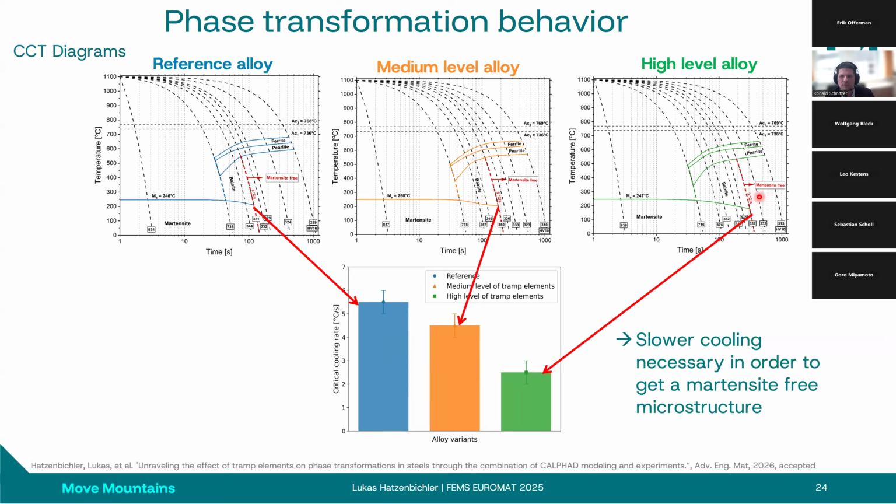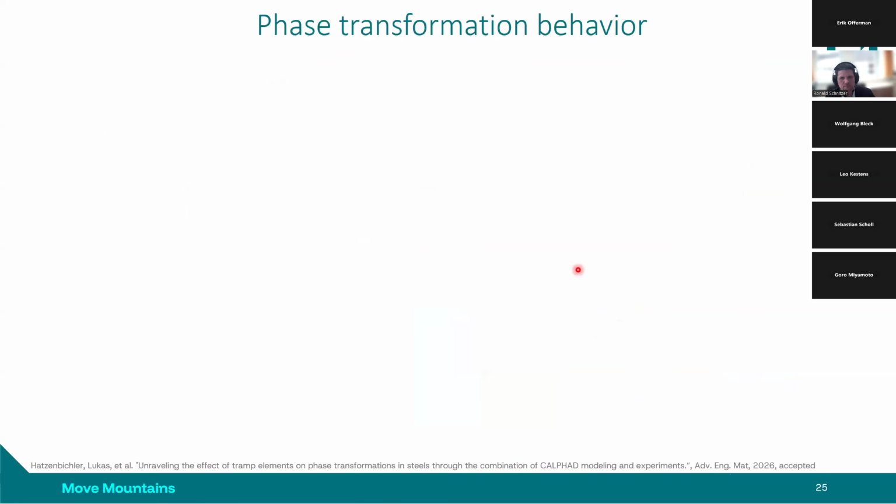And for example, as I said, this critical cooling rate here defines the cooling rate below which you get a martensite-free microstructure. And when that is an important topic, then you need to cool your sample more slowly afterwards when you want to avoid martensite or bainite in your microstructure.